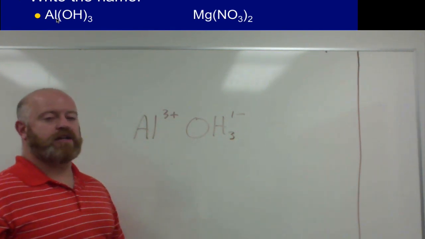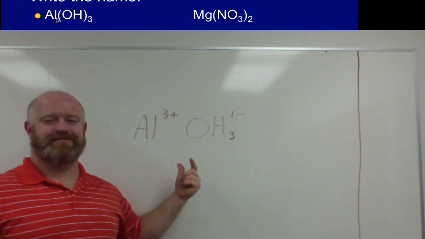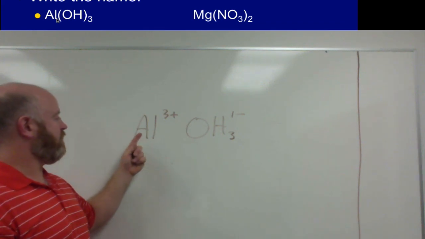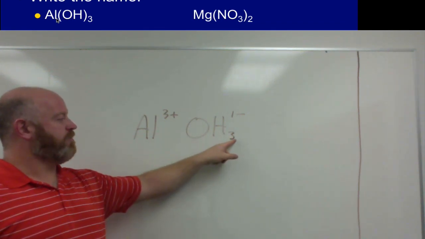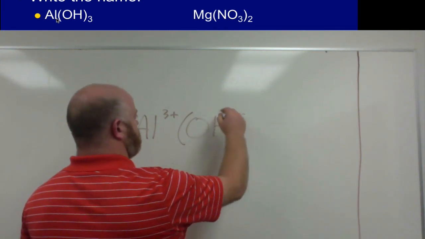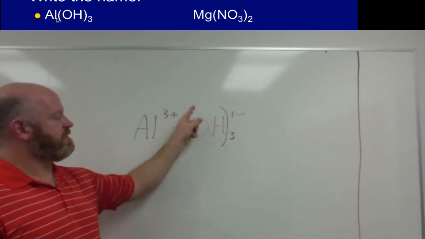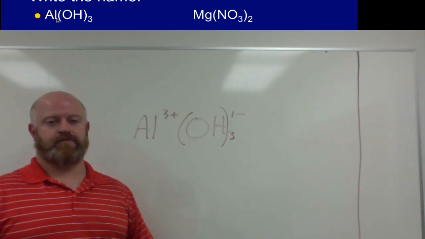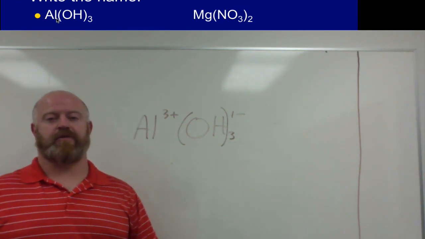If I just do this, does that tell you that I have 1 aluminum and 3 hydroxides? Not really. It tells you I have 1 aluminum, 1 oxygen, and 3 hydrogens. So to get this 3 to represent both of these together, we have to use parentheses around it. So now this 3 is telling us that everything inside these parentheses, we got a triple. So for our aluminum with our hydroxide, we need to have that 3 there.